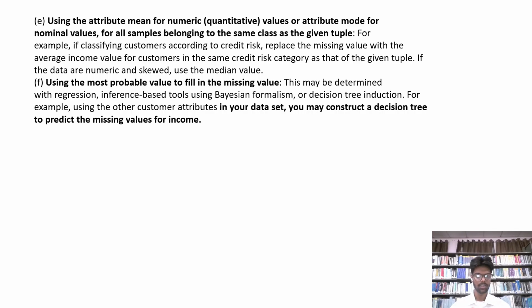The two other methods are using the attribute mean for numerical or quantitative values, or the attribute mode for nominal values, for all samples belonging to the same class as the given tuple. For example, if classifying customers according to credit risk, replace the missing value with the average income value for customers in the same credit risk category as that of the given tuple. If the data is skewed, use the median value.